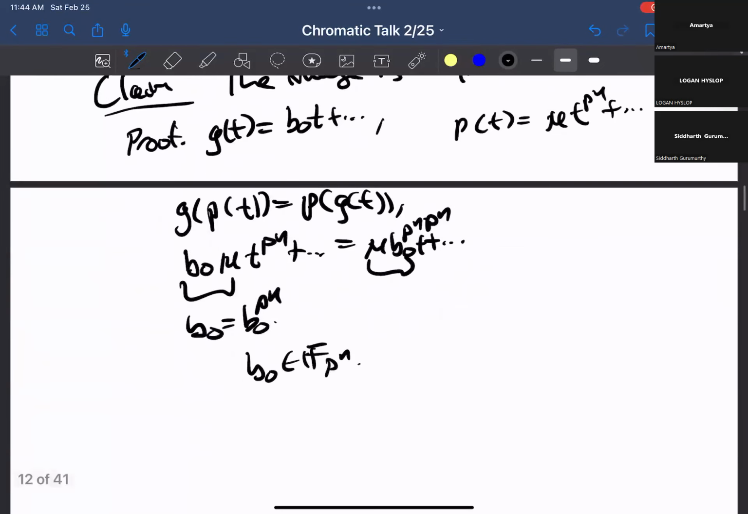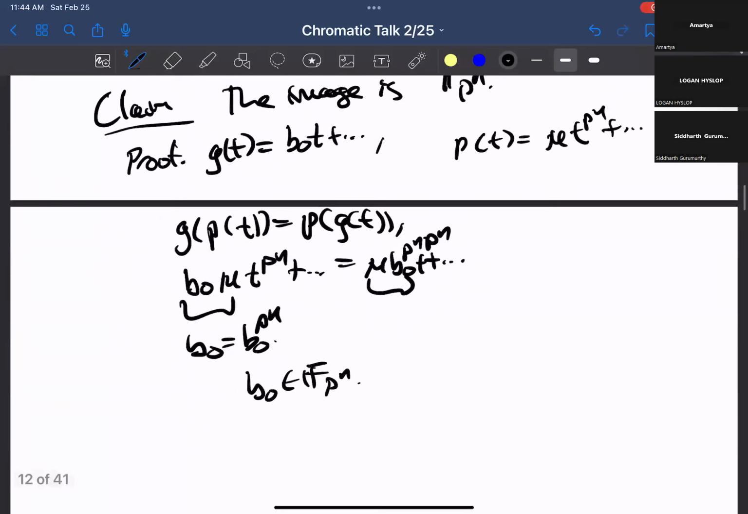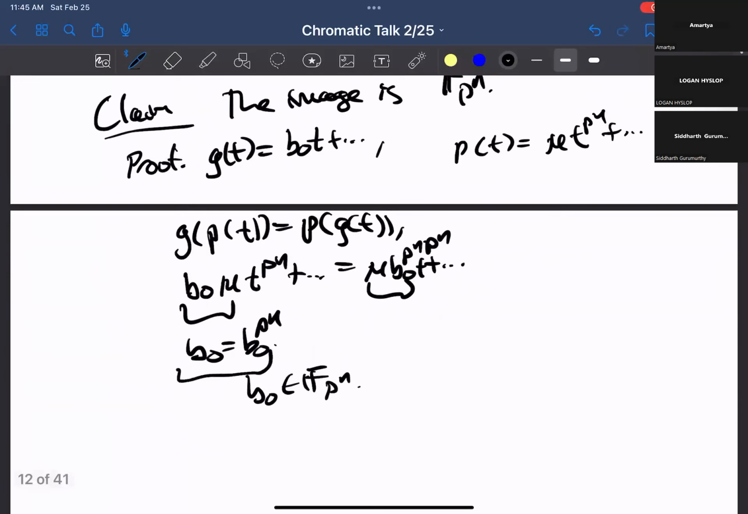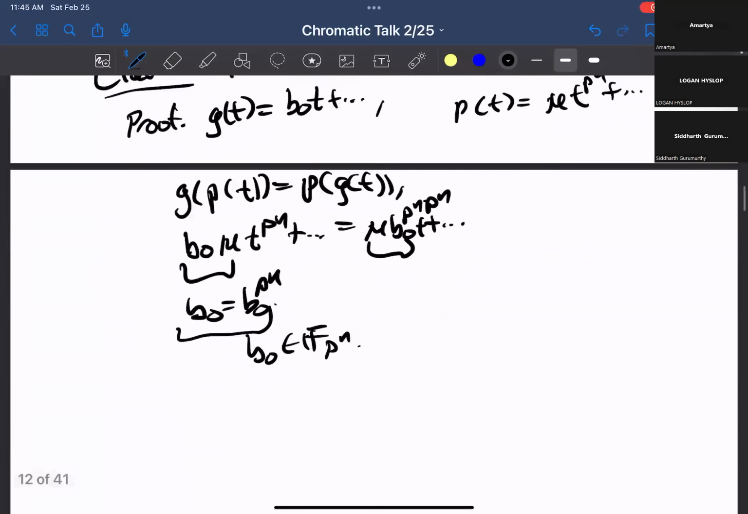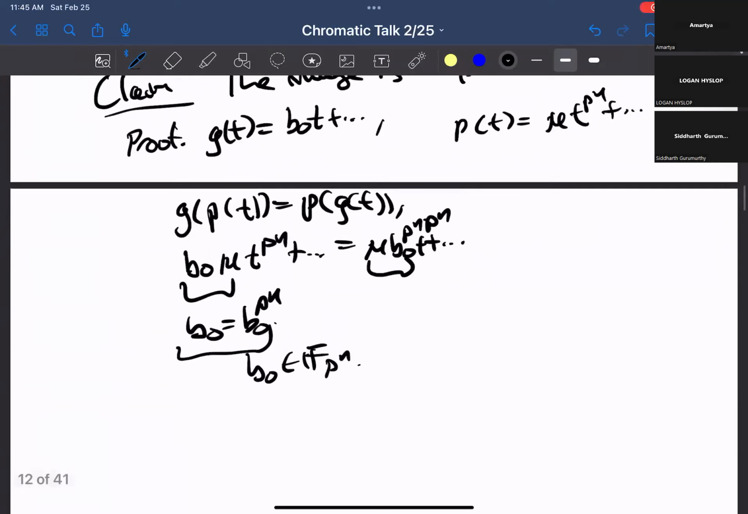And to see that this is surjective, note that if we ever have B0 satisfying this claim down below, we can lift it to a solution of this and then inductively build up power series, which gives an endomorphism of F with leading coefficient B0. A little bit sketchy, but that's roughly the proof.